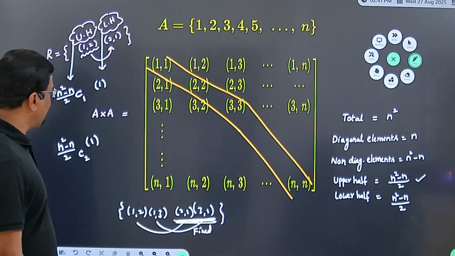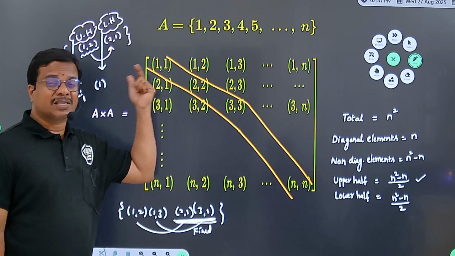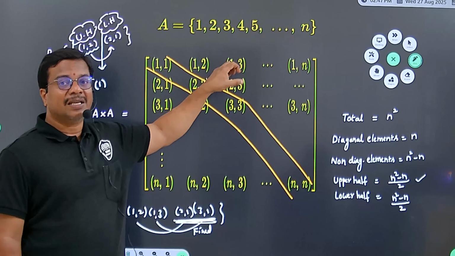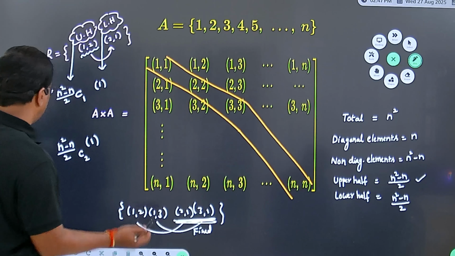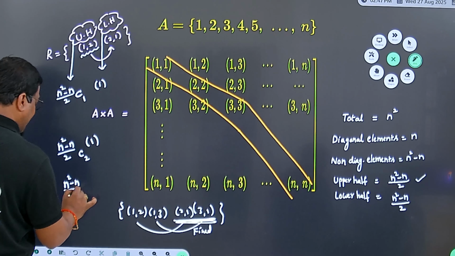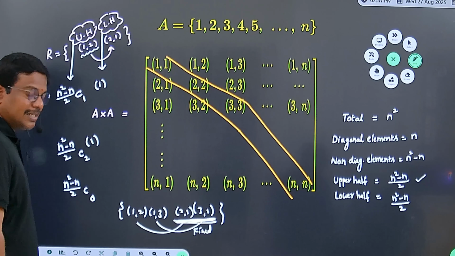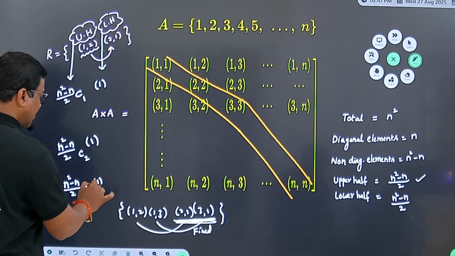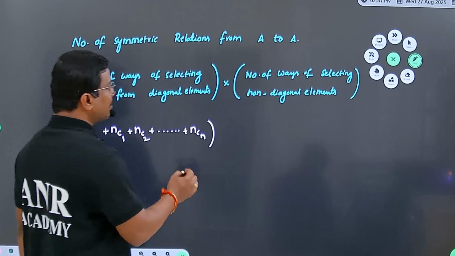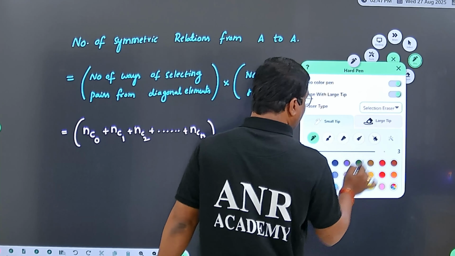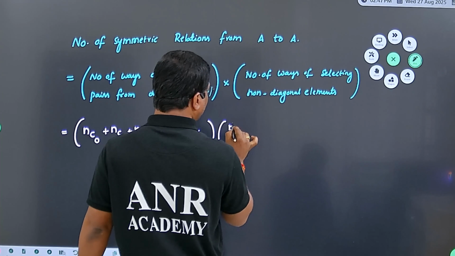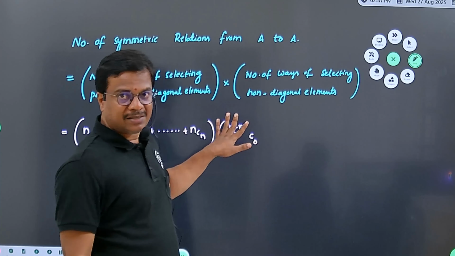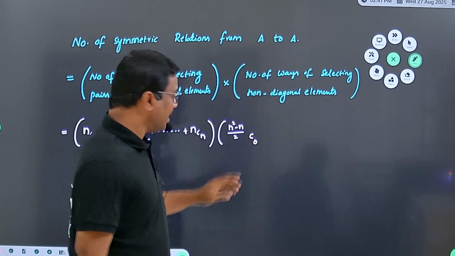So here I can write, and there is one more chance. There is a chance to create a symmetric relation without choosing any entry from the upper half also. So without using non-diagonals also, you can create a symmetric relation. So (n² − n)/2 C0 is also possible. So here I am going to start by writing (n² − n)/2 C0. No non-diagonal selected. Without using non-diagonal also, you can create a symmetric relation.